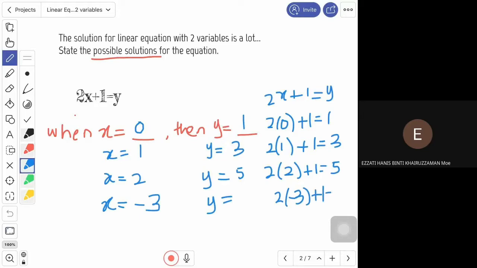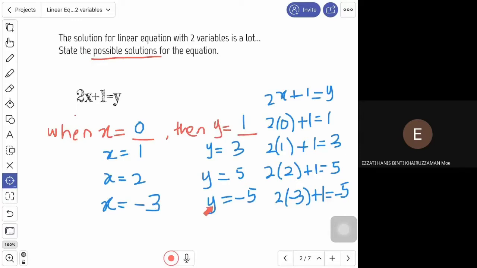Kalau tak dapat congak, ambil lah kalkulator, kira. So berapa ni? Congak. Negative 6 plus 1. Negative 7 ke negative 5? Negative 5 ya. So when x equals to negative 3, the value of y is negative 5.